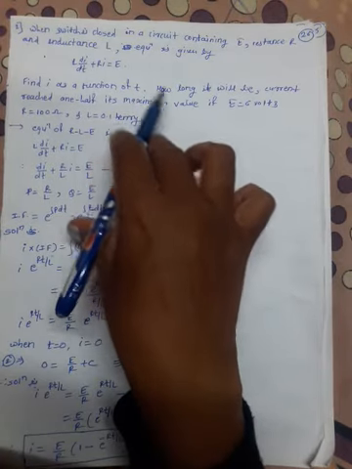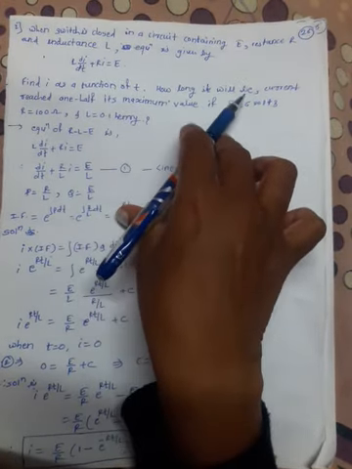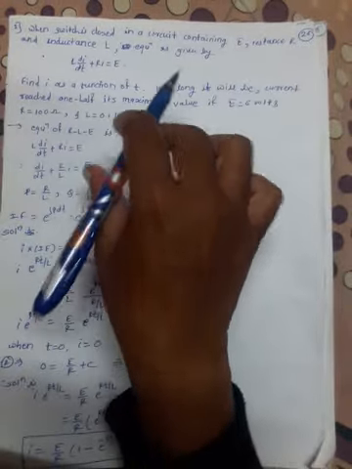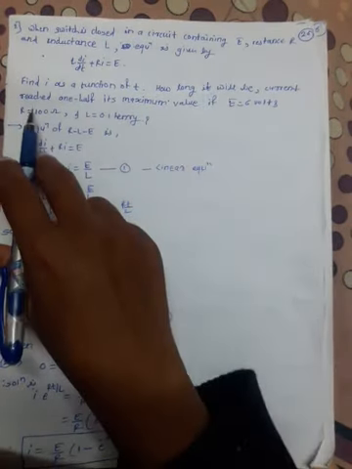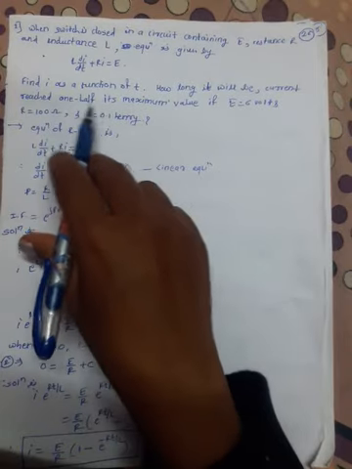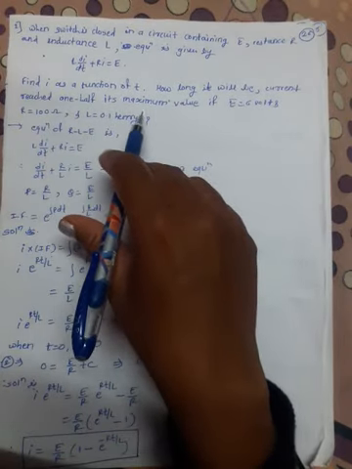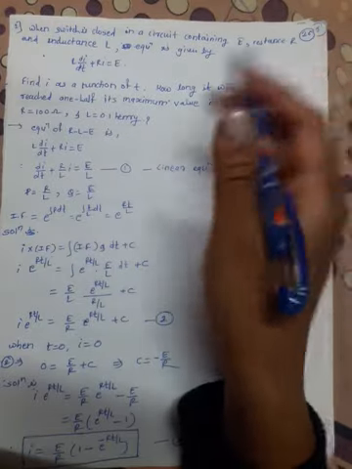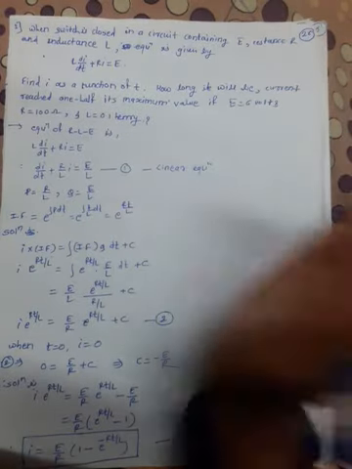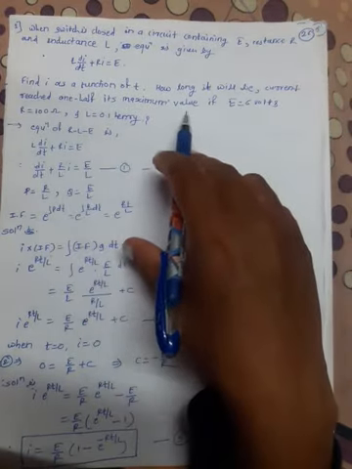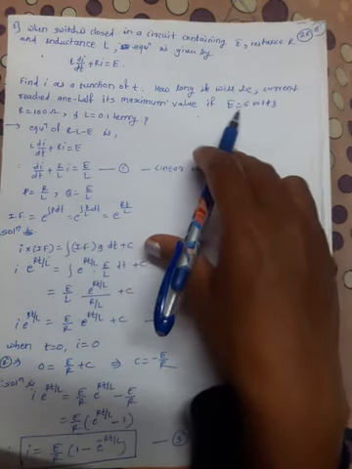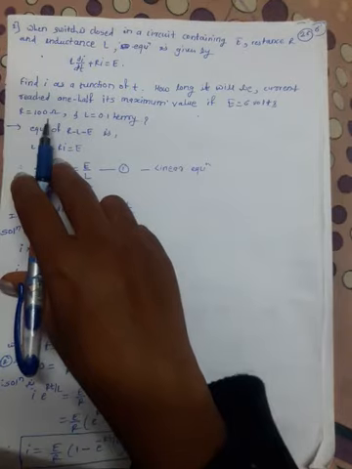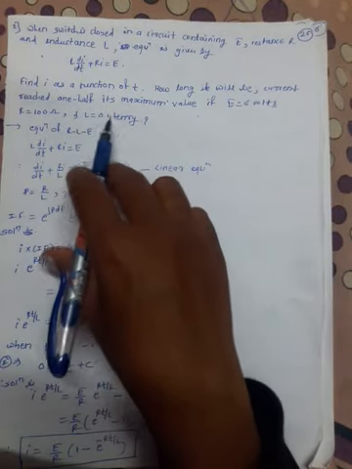And the second sub question is how long it will be. How long means the time. We have to find the time when the current reaches one half of its maximum value, if the electromotive force E is 6 volt, R is 100 ohm and L is 0.1 Henry.